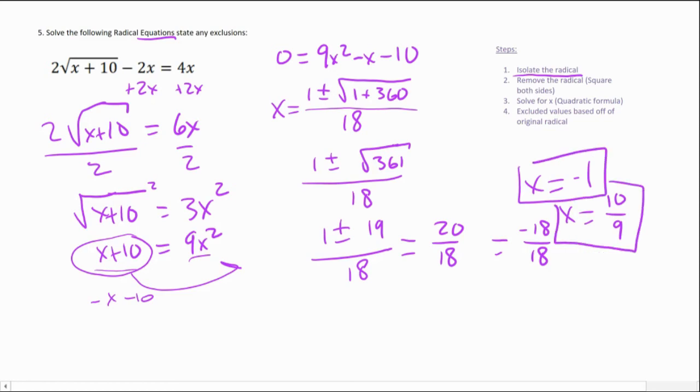Now, when I am looking back at my exclusions here, I'm looking at just everything inside the radical. So I know that x needs to be greater than or equal to negative 10. Both of these numbers are, so we are good to go.